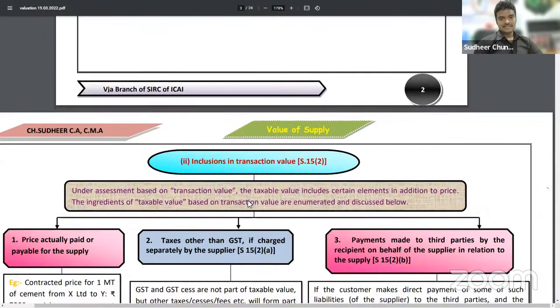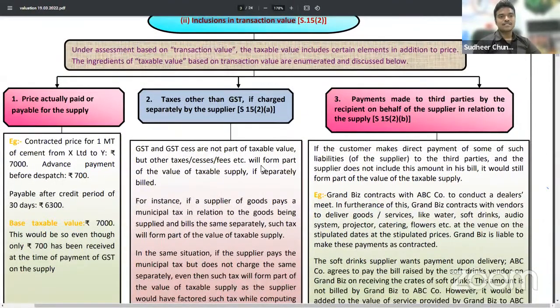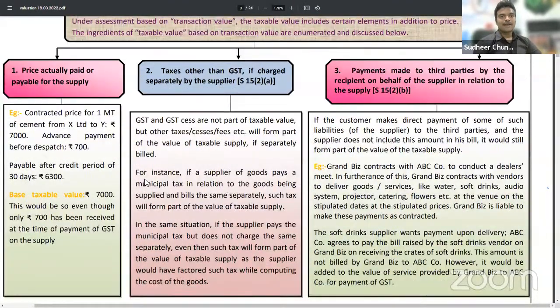What are those elements? They were given here on the next page. If you see, the title here is Inclusions in Transaction Value. What are the inclusions in transaction value? Number one, everyone is aware of this one: actually paid or payable. That means even on credit sales also GST will be levied. Paid or payable, both have been specified here.